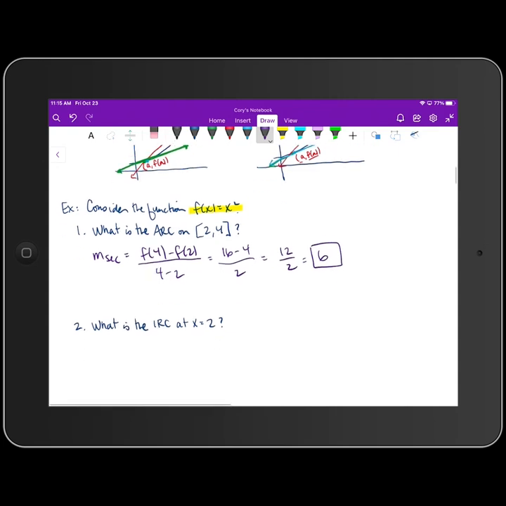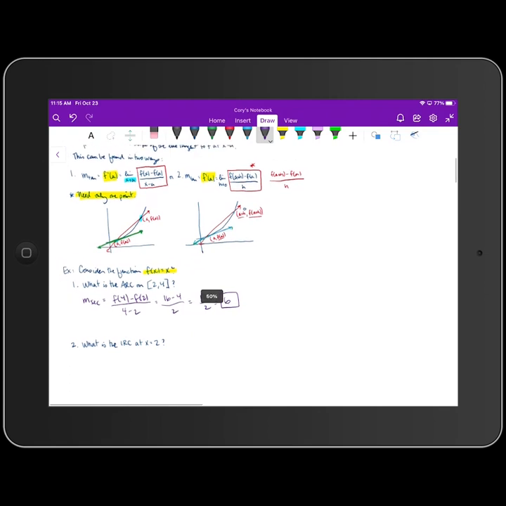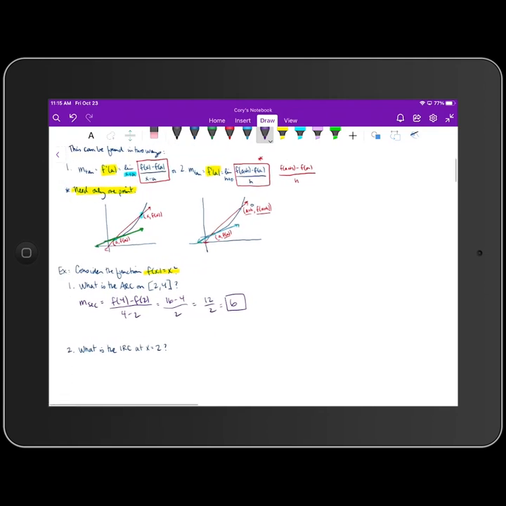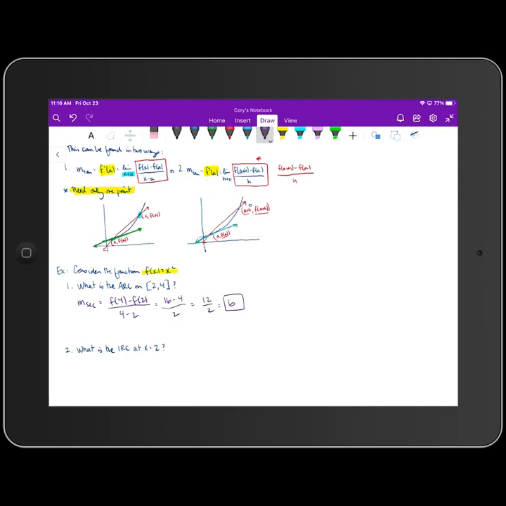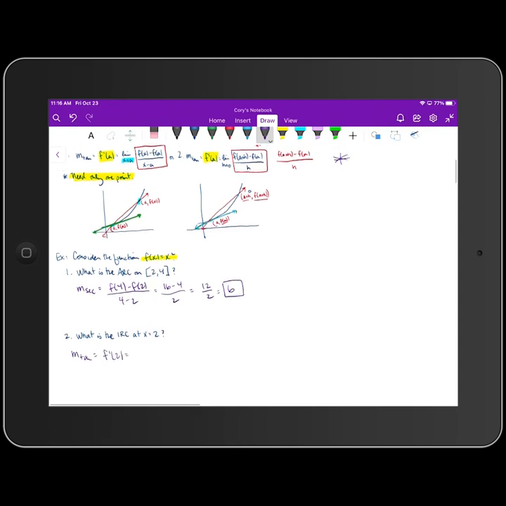Okay, question number 2 asks, what is the instantaneous rate of change at x is equal to 2? So what I'm going to do for this, I'm going to work this out both ways, using these two limit definitions from above. I'm going to do the one on the left first. So the instantaneous rate of change at x is equal to 2, the slope of the tangent line, which is going to be equal to f prime of 2, is going to be equal to the limit as x approaches 2 of the function f of x minus f of 2 all over x minus 2.